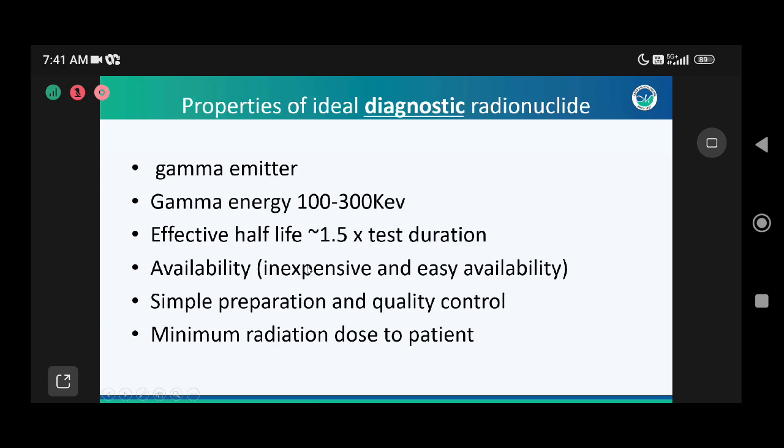One more property is availability, whether it is expensive or inexpensive and easily available. The most common gamma radionuclide we use is technetium 99, which is very easily available using a generator, and cost-wise it is also relatively inexpensive. And the preparation also holds a significant radiation burden to the patient, because the unused tagged molecule has to be excreted so that the radiation burden to the patient is reduced.